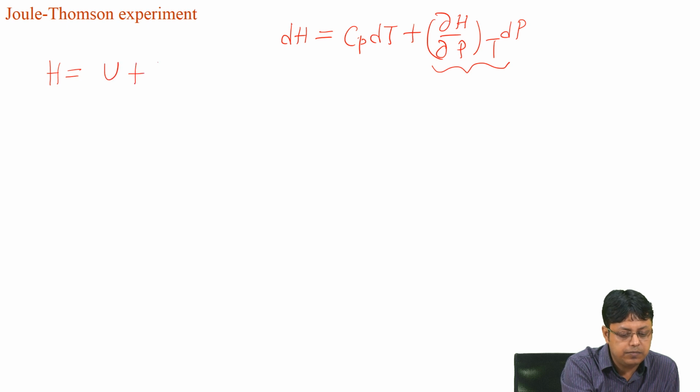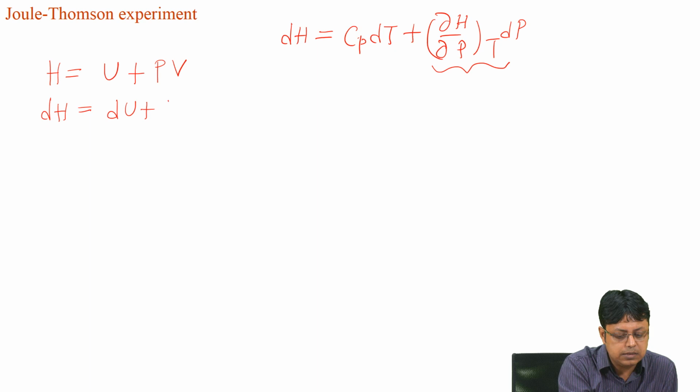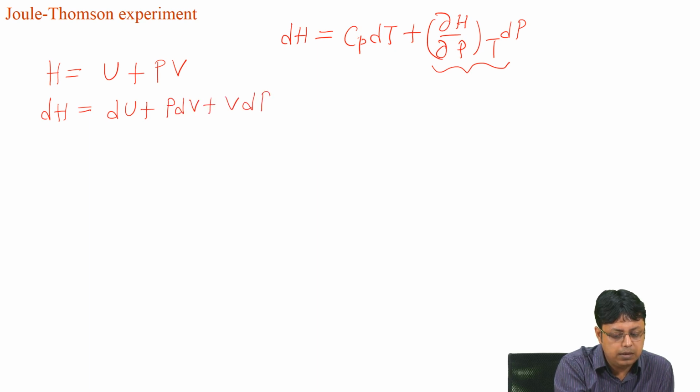Now, enthalpy was defined as U plus PV. So, the derivative dH is nothing but dU plus PdV plus VdP.